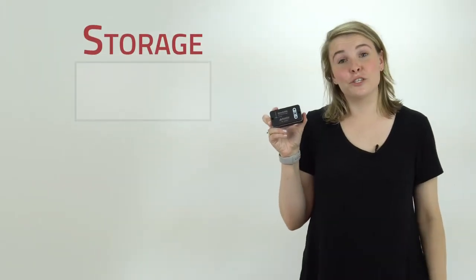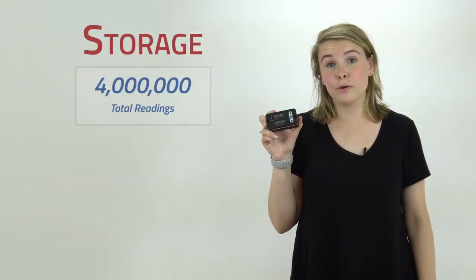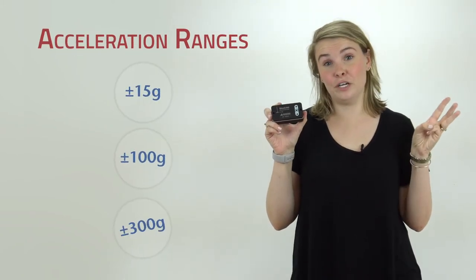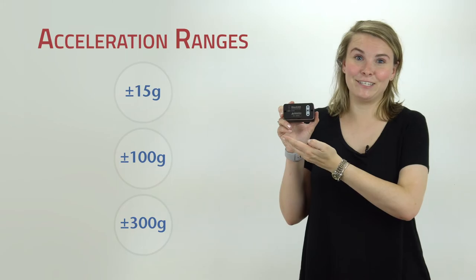The Shock 300 can store up to 4 million readings and comes with three built-in acceleration ranges, 15, 100, and 300 Gs, all in one compact device.